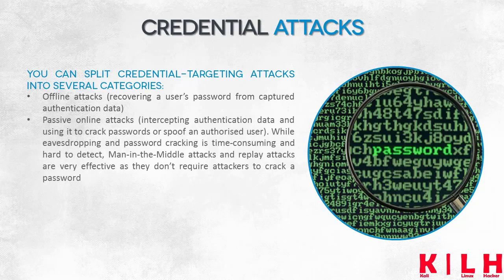The second class of credential stealing attacks are passive online attacks that intercept credentials sent over a network. After a successful interception, the credentials are used to obtain a user's password or to impersonate the user in a system. Interception is a time-consuming process that doesn't always go well. That's why the man-in-the-middle attacks or replay attacks are usually used to run it. We'll talk about one replay technique in particular soon.